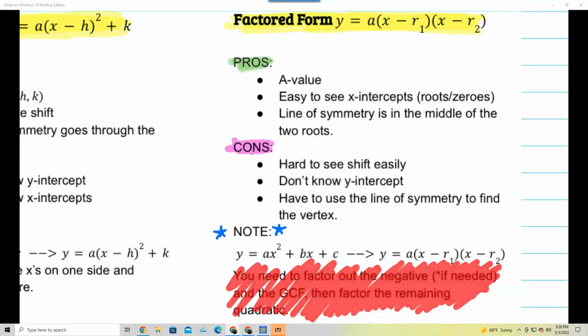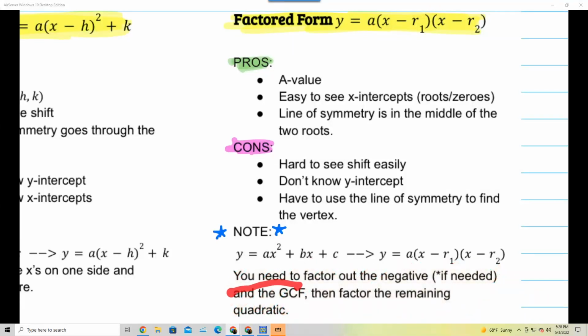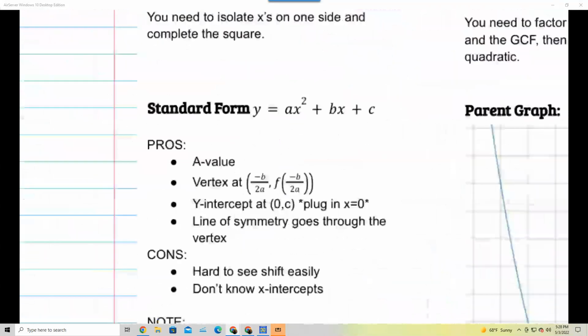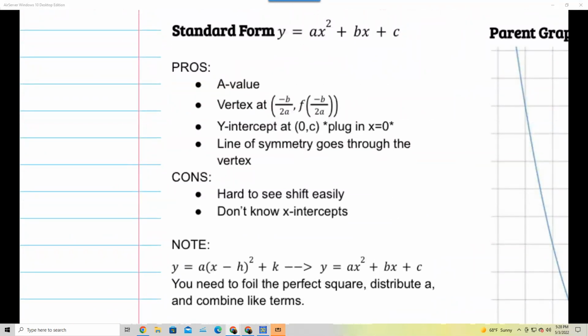First, you're going to factor out the GCF. That's what you normally do when you factor, and then you're going to factor it again, and that's all you really have to do. Again, we'll look into it in a little bit. The last one is standard form. Standard form is probably the hardest of the bunch mathematically, but because it's the one we did most recently, it's the one you're most familiar with right now. Students tend to remember what we just did.